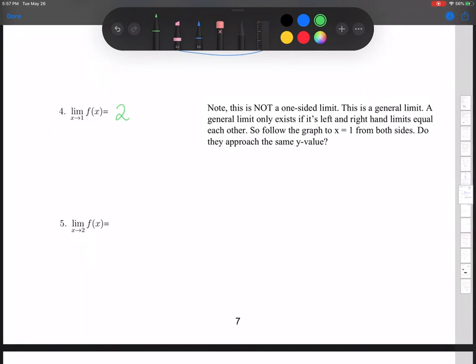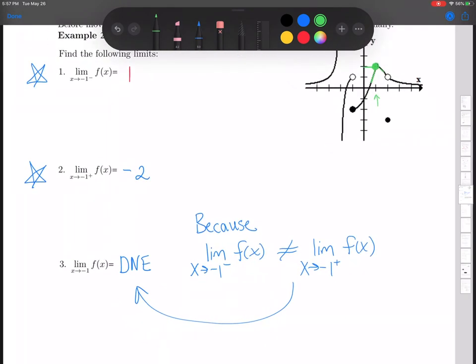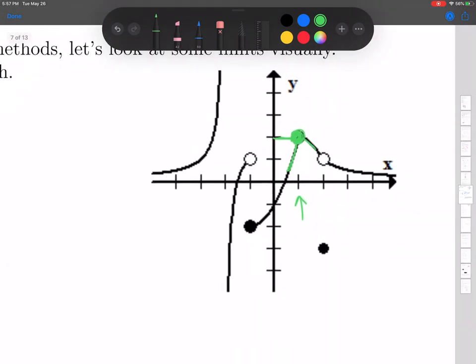Okay, let's talk about number 5 now. So number 5, we have another general limit. If you guys can take a look at that, it says find the limit of f of x as x approaches positive 2. So if we go back up to our graph here, we're looking at positive 2. So at positive 2, let's do this in red.